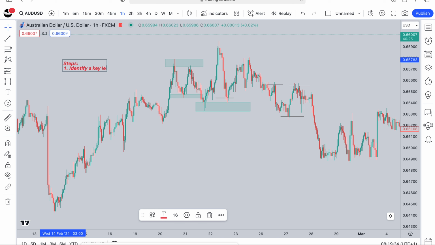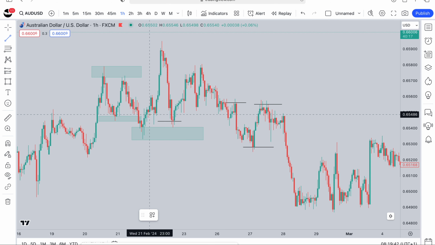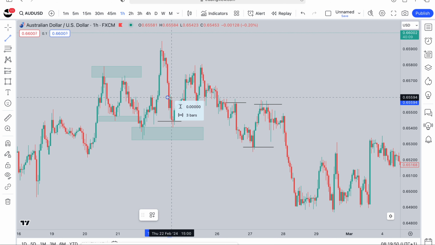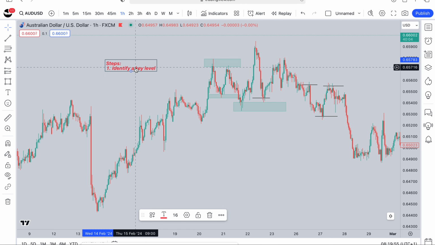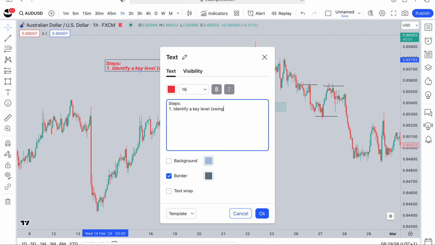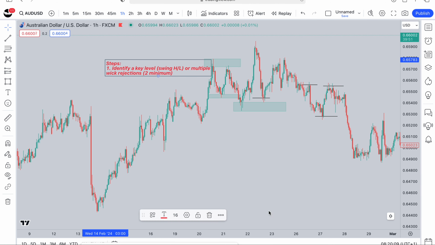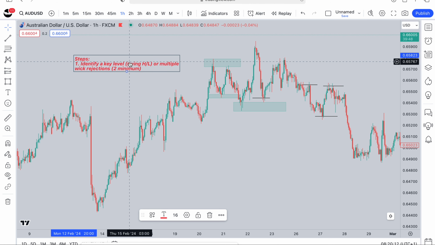Identify a key level. So what sort of things aren't key levels? Well, this is not a key level, right? Like if you wanted to just do, I don't know, this by here, that's obviously not a key level. This is not a key level. If you just have single candles, they're not key levels. It has to be a swing high or low, or multiple wick rejections at minimum. So that's the first thing that you're going to identify.